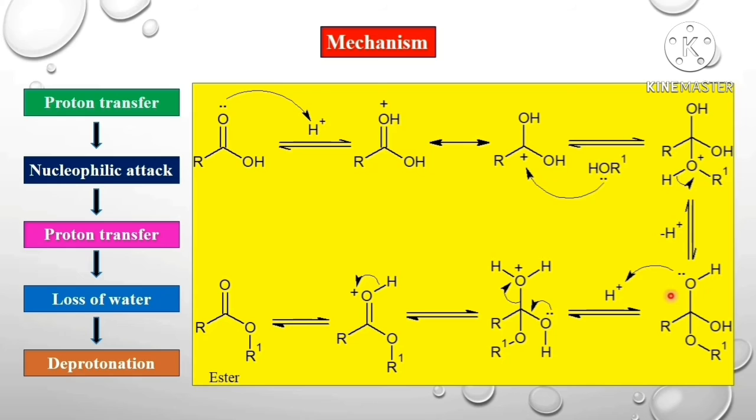Then this compound picks up a proton from the acid catalyst and is converted to this intermediate. Now one molecule of water is eliminated from this intermediate and is converted to this intermediate. And finally, this intermediate undergoes deprotonation and is converted to the final ester product.